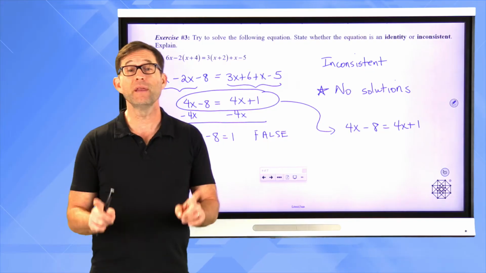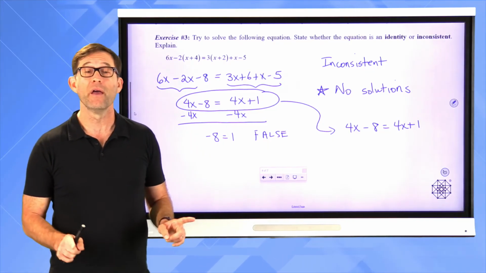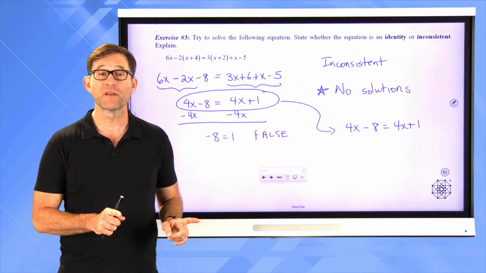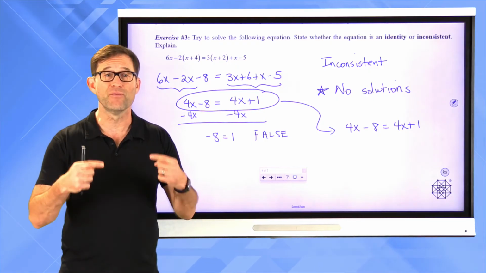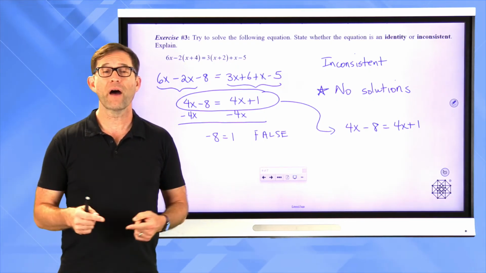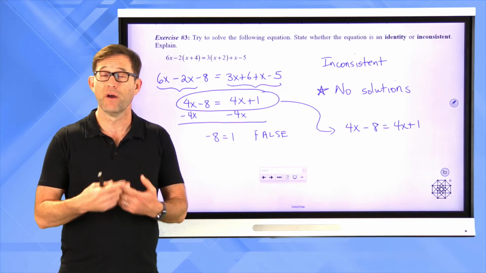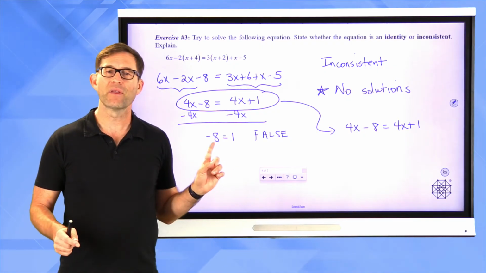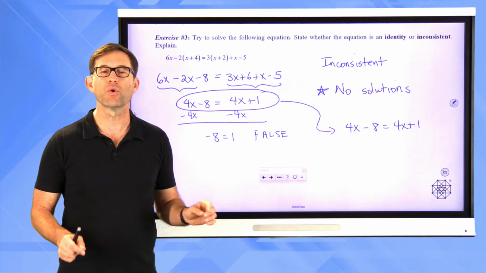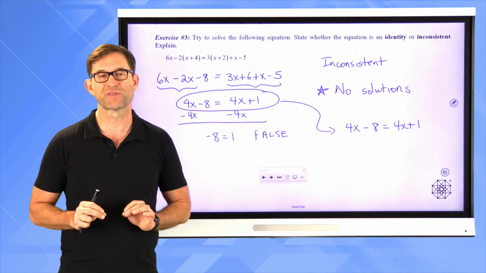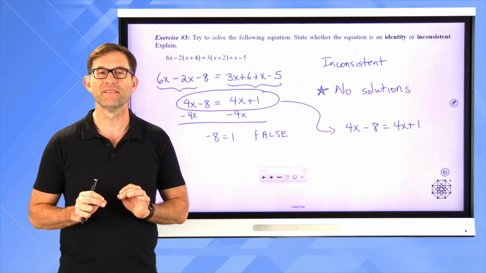But if you really need something to make it real clear, you can always spot an inconsistent equation, because eventually, if you keep going, all the values of x will simply sort of go away, and you'll get some kind of statement like this, which is always false. Okay, let's keep going.